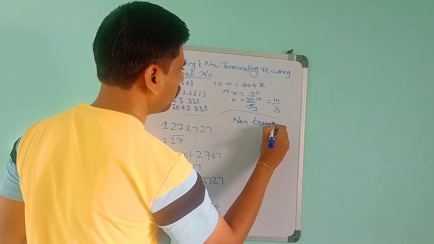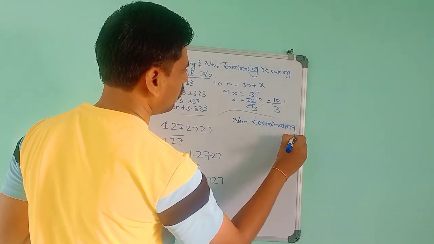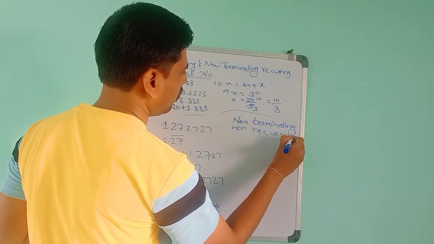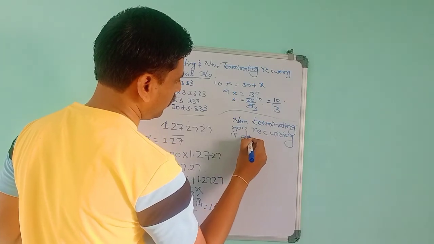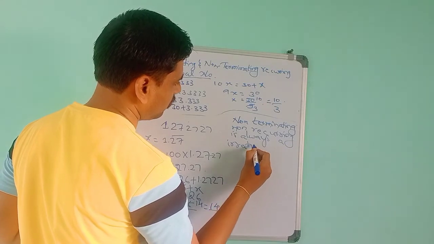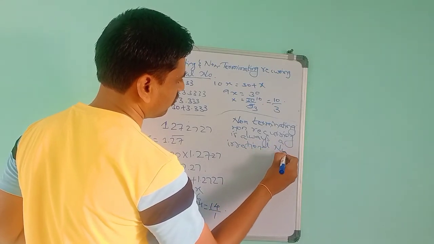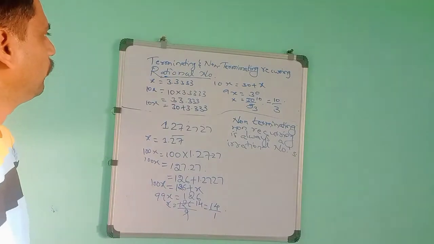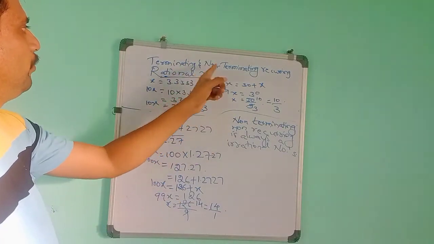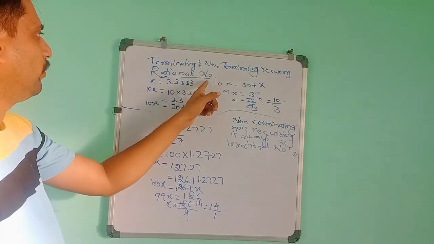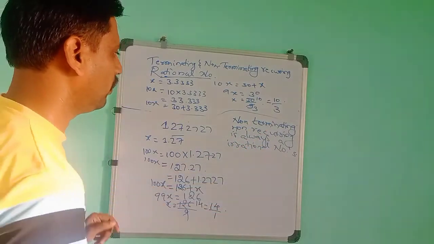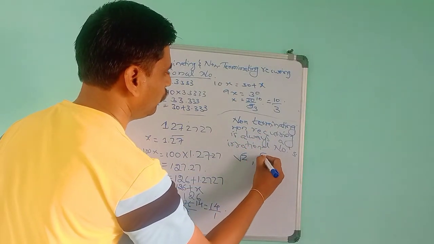Non-terminating, non-recurring is always an irrational number. So first you see the difference between these two. Terminating and non-terminating recurring values come in the rational numbers, but non-terminating, non-recurring is always an irrational number, because the values will be like root 2, root 5, like that.